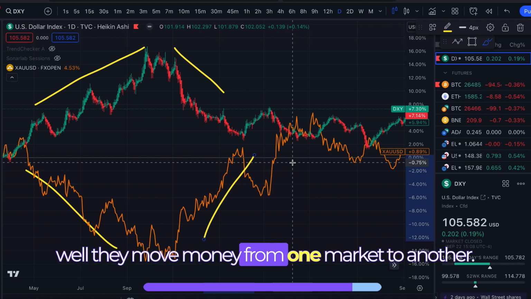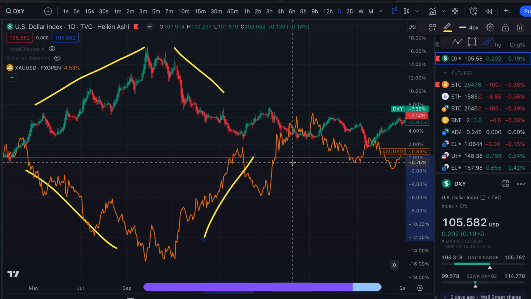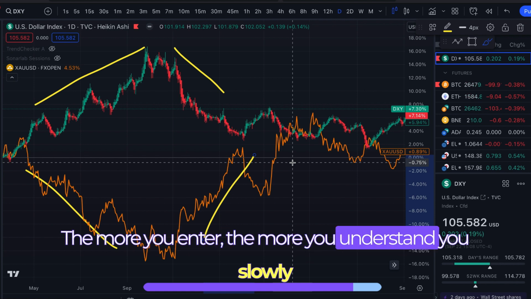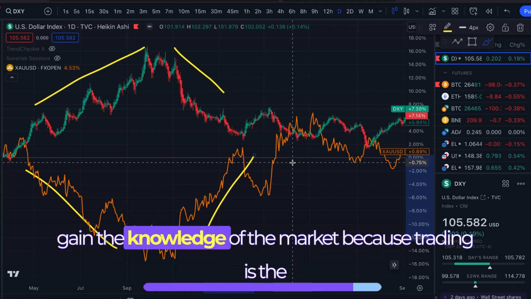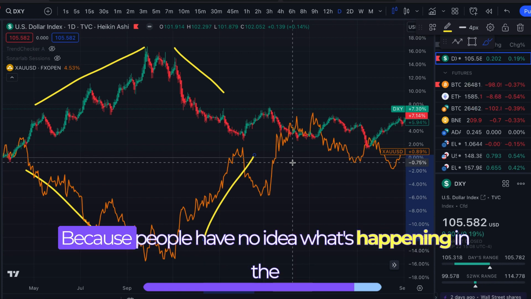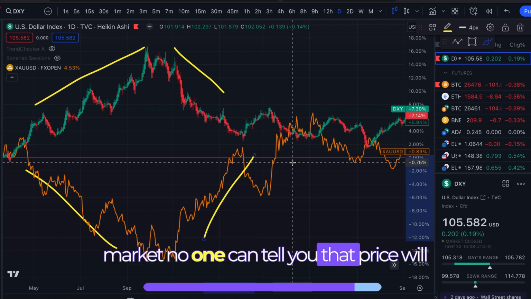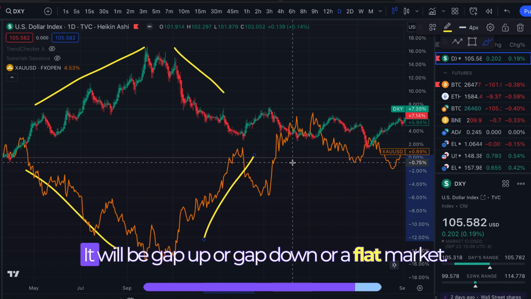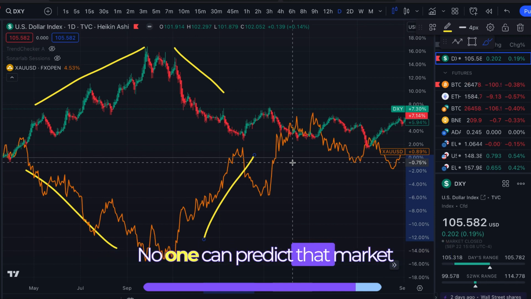They move money from one market to another, right? This is a very vast and big topic. The more you enter, the more you understand, you slowly gain the knowledge of the market. Because trading is the hardest and the easiest way to make money. Hardest, why? Because people have no idea what's happening in the market. No one can tell you that price will rise or fall today when the market opens, right? It will be gap up or gap down or a flat market. No one can predict that.